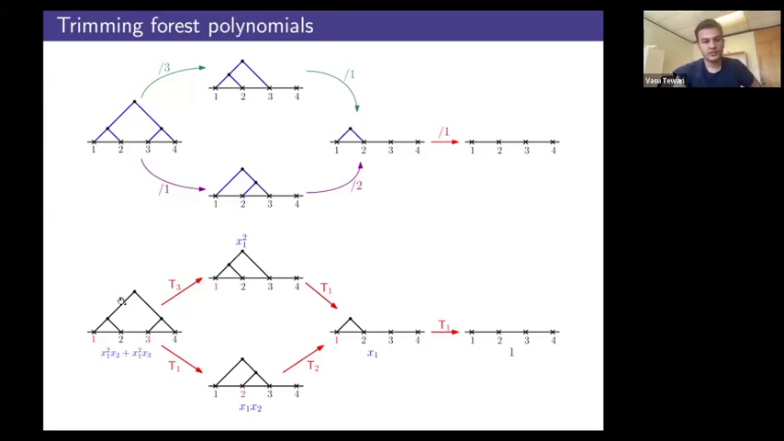And observe that you've got 2 different routes going from the starting forest to this one, which has forest polynomial x1. And this sort of tells you a non-trivial relation between these quasisymmetric divided difference operators.